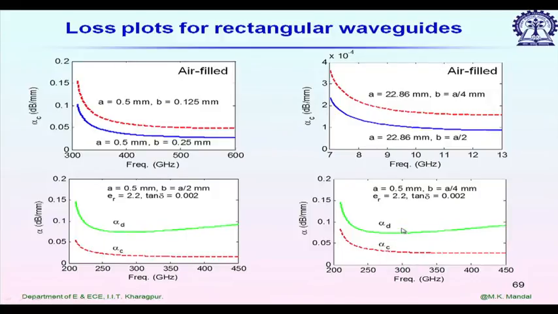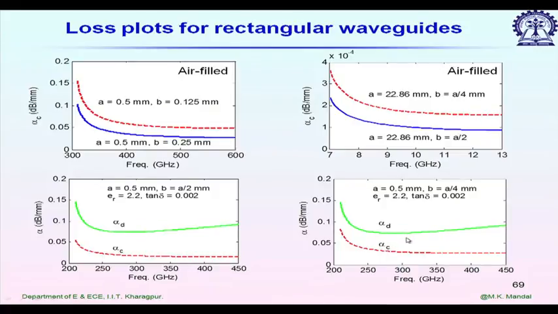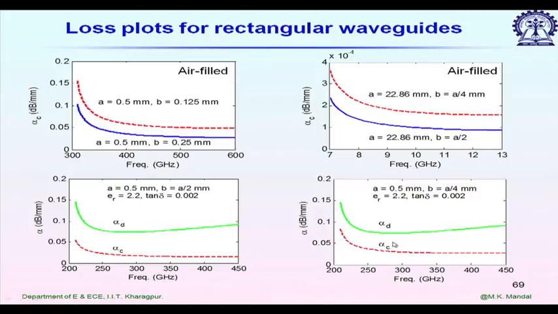So we can conclude from these plots that for a given dielectric filled rectangular waveguide, attenuation will be minimum approximately at 1.5 times the cutoff frequency. For example, if this waveguide has a cutoff frequency of 200 gigahertz, then we expect it will give minimum attenuation at 300 gigahertz.